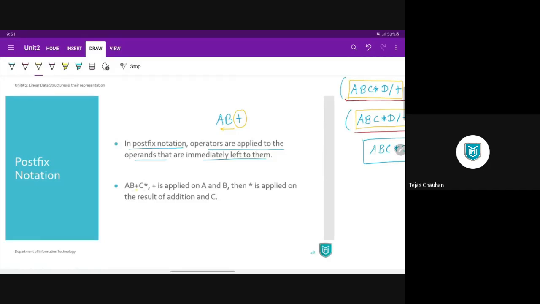Plus is applied on AB and star is applied on the result of addition and then C, right? That's how this is to understand how evaluation will be done. But evaluation will be the next step. We will also see that.